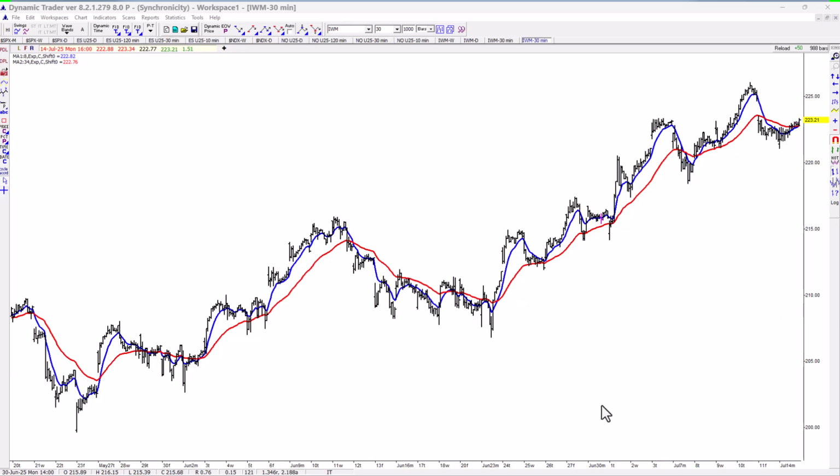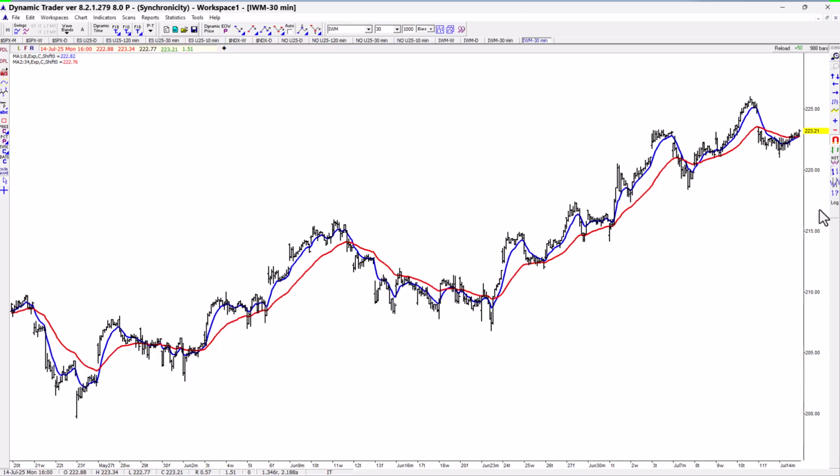In today's video, we're going to start with a blank chart, and this is a 30-minute chart of IWM, and I'm going to recreate one of the setups that we had up on the video.